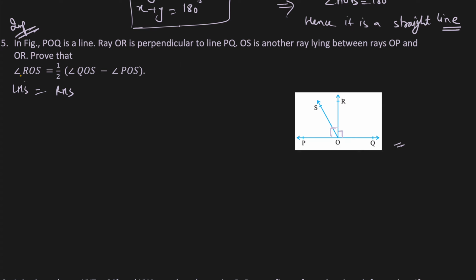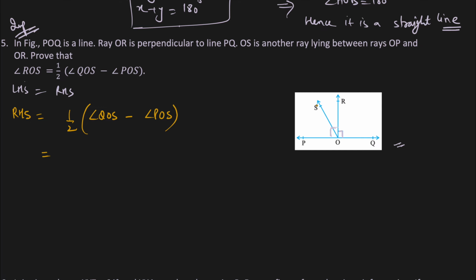In the left hand side there is not much, right? So splitting it will be difficult, but you have something in your RHS. So let's start from the RHS. What is given? Half of angle QOS minus angle POS. If you start from here, it will be easy for you to solve.